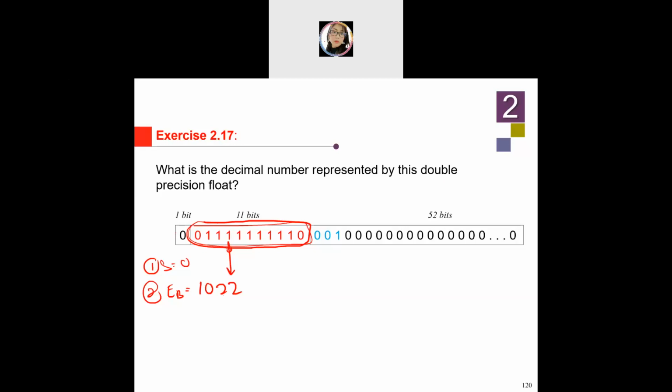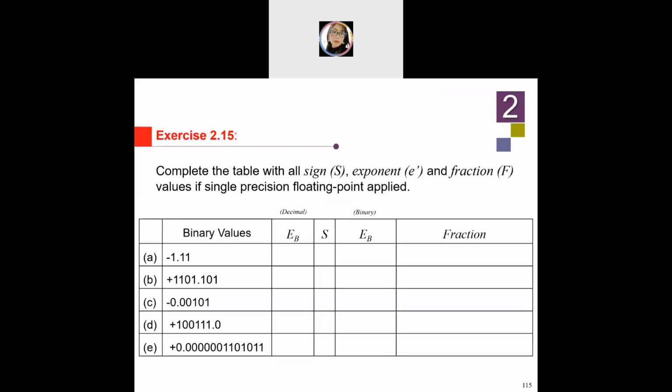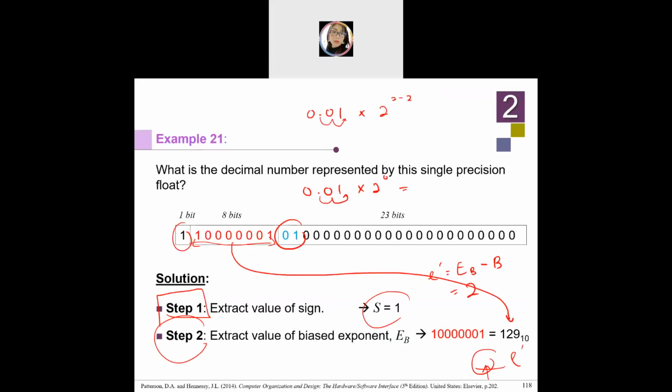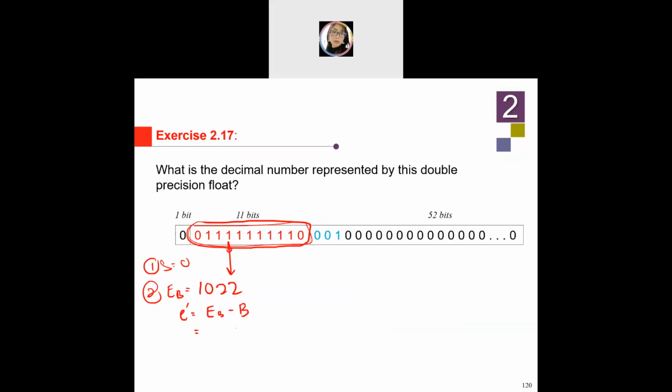Okay. Now we need to have E prime. EB minus B. What is the value of B for double precision? Double precision? 1023. Okay, 1023. So, you will get 1023 minus 1022 equal to -1. Okay, done this part. Number 3, what you need to do?